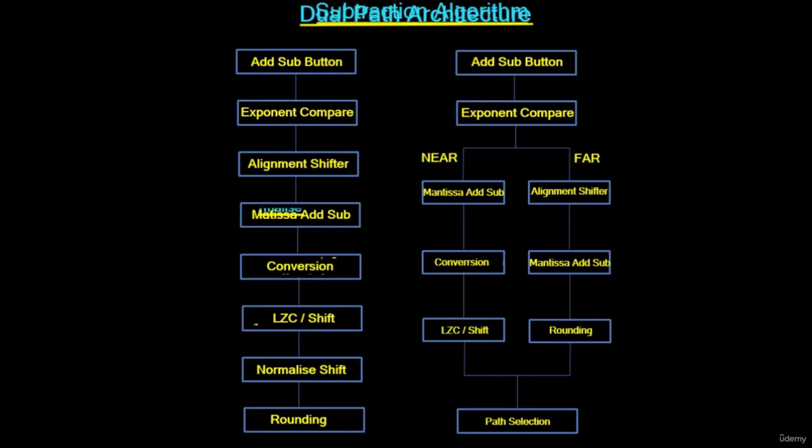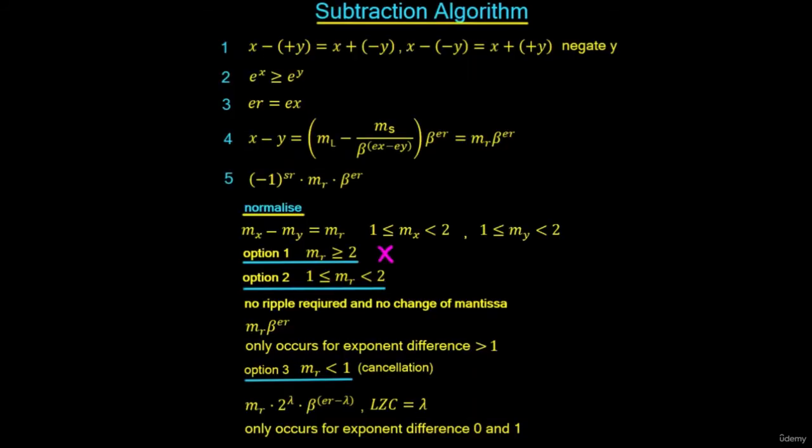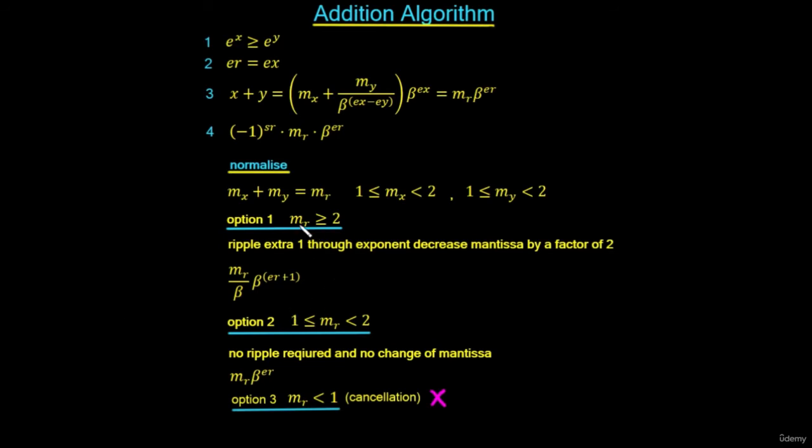So if we were to get into the subtraction again, then this one's taken care of by that path. Now this one here goes through the other path, which is the far path. And then if you go to the addition, we've got the options 1 and 2. Both of these go through the far path. So there's only one that goes through the near path, and that is if we get cancellation.